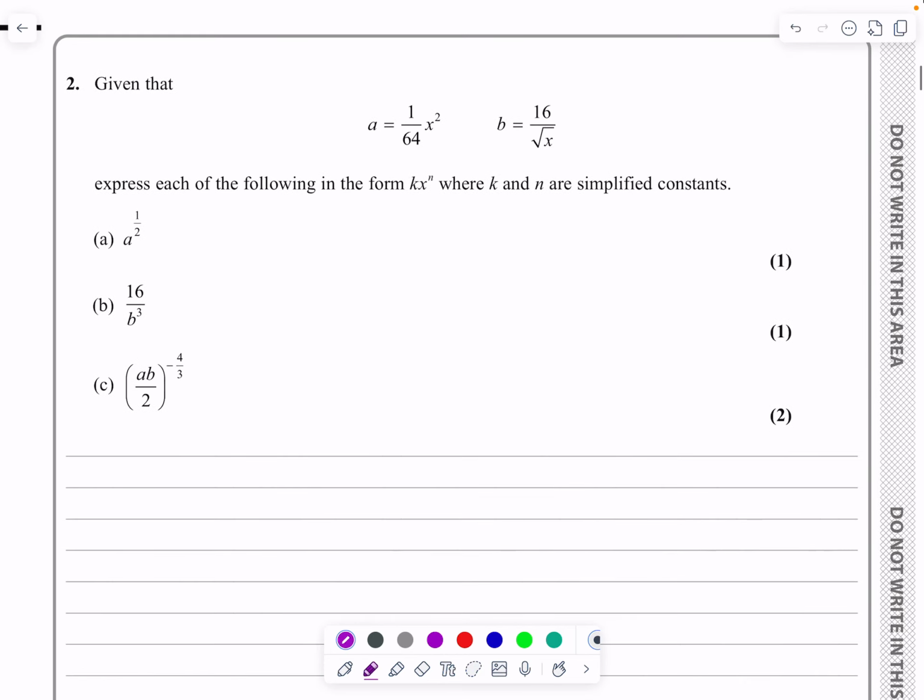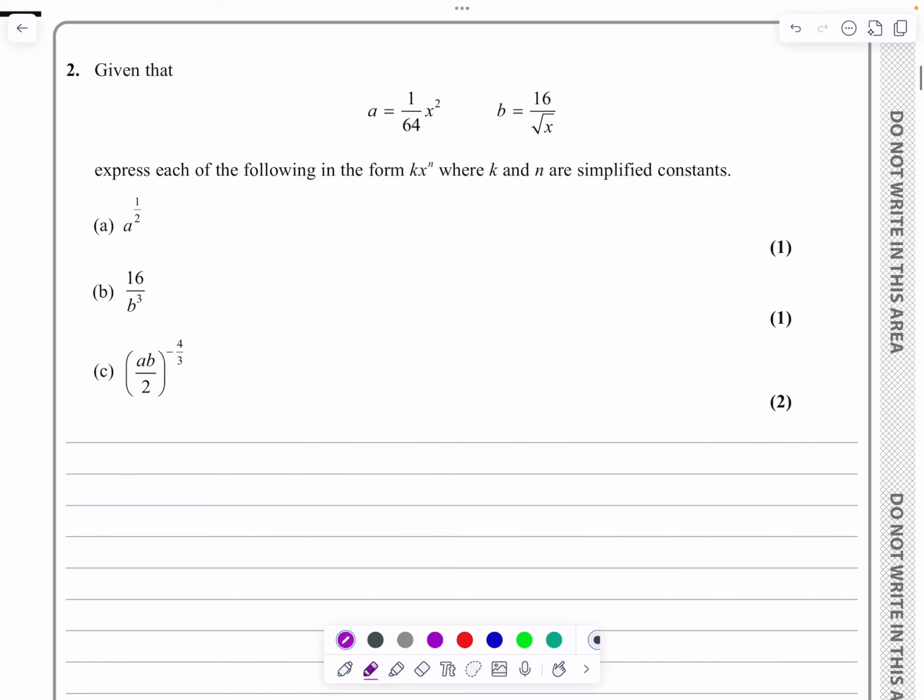Okay, this is the P1 paper from October 2023. It's question number 2. It's algebraic expressions. We're going to be looking at indices, and in particular, we're going to have some negative and fractional indices to work with. So let's have a look at the question.